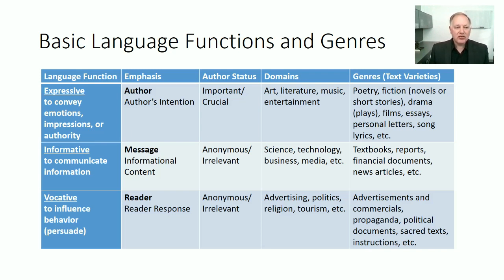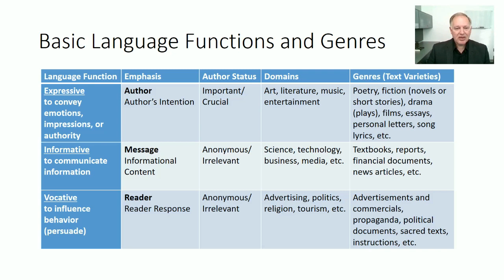The informative function makes up a huge percentage of the types of text that translators translate. The emphasis is on the message, the informational content. The author's status often is irrelevant. We don't care who actually sat at their computer terminal in a cubicle and typed up this earnings release or this geography textbook. I'm sure that person cares, but we as translators, it's irrelevant really. It's a generic corporate author. The domains where we tend to find texts in which the informative language function is dominant: science, technology, business, media, education. And so examples of genre or text varieties would be things like textbooks, reports, financial documents, journalism, news articles, and things like that.